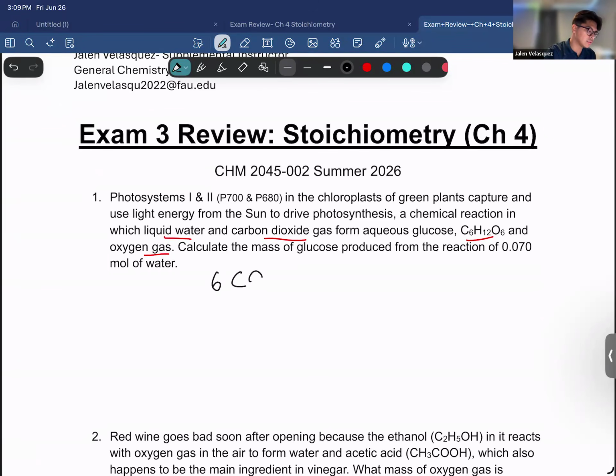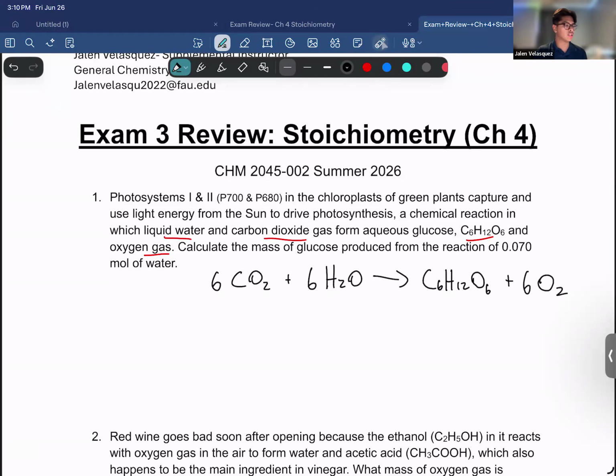So we'll have 6 CO2 plus 6 H2O yields glucose and then 6 moles of oxygen as well. Okay, so we write our balanced equation and now we can deal with the math.